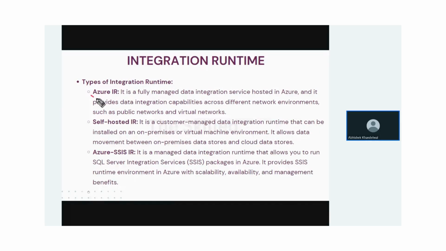Azure IR, the first one, is used when we want to copy or move data from cloud to cloud. For example, our data is in Azure SQL DB and we need to move it to ADLS. So it's a cloud to cloud movement, and we can use the Azure IR. We don't need to manually create Azure IR. It is already created and available whenever we create Azure Data Factory.